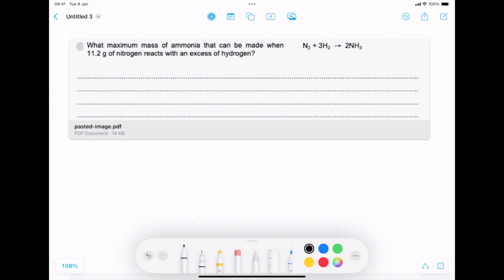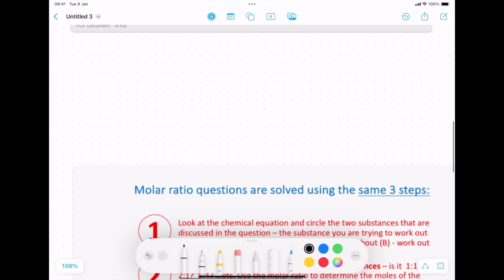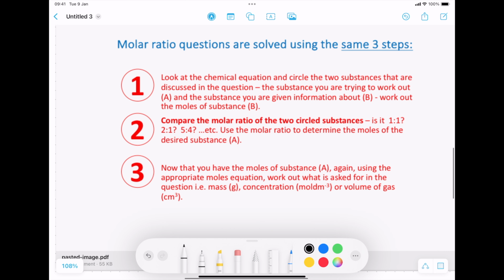So before we look at the question here, which is on the Haber process, we're going to look at what I call the 3-point process, which you can use for all of these questions, and it works every single time. And it's pretty much idiot proof. You just follow the 3 steps and get the correct answer. So what does this look like? So here are the 3 steps you need to follow to work out reacting mass / molar ratio questions.